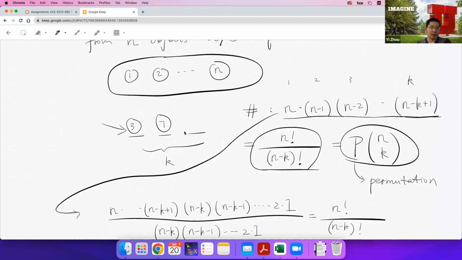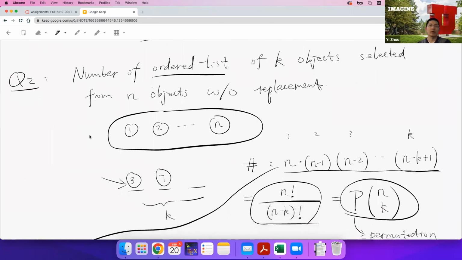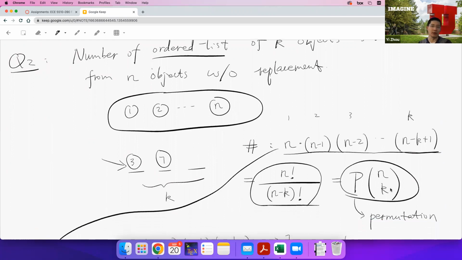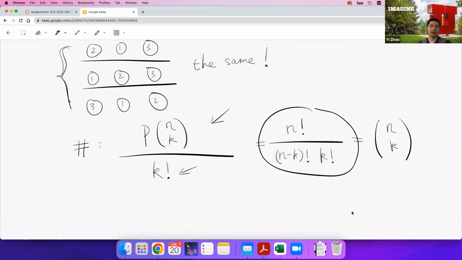So you see that comparing Q2 and Q3, the only difference is whether or not you care about the ordering among the selected objects. But if you care about ordering, then you use P and K. If you don't care about ordering, you use N choose K.